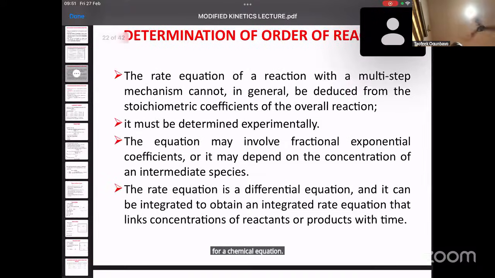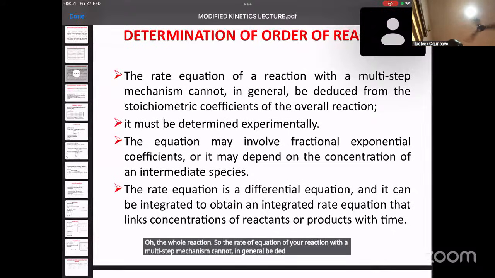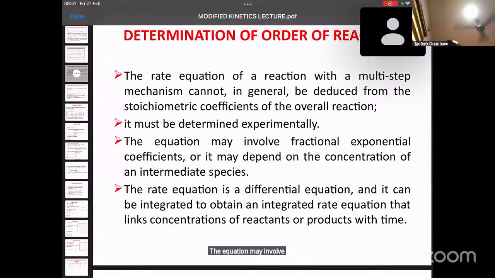So now, how do we determine the order of reaction? The rate equation of a reaction with a multi-step mechanism cannot in general be deduced from the stoichiometric coefficients of the overall equation. It must be experimentally determined. The equation may involve fractional exponential coefficients. I already explained all this.